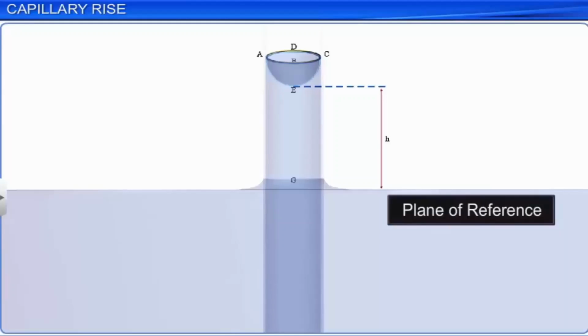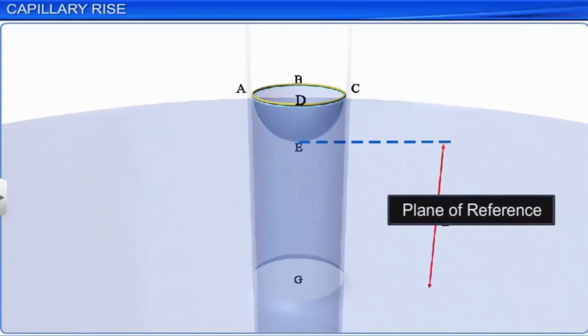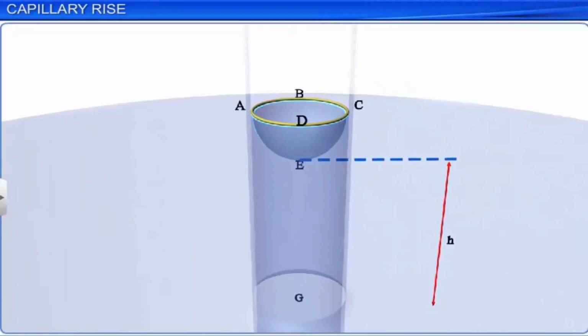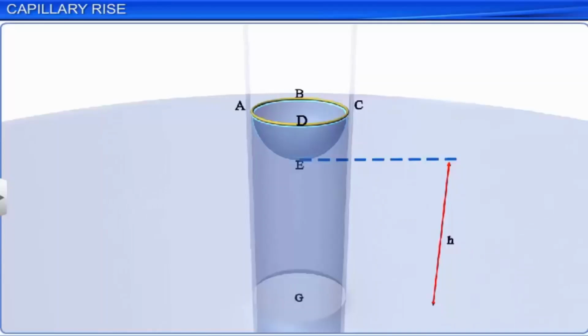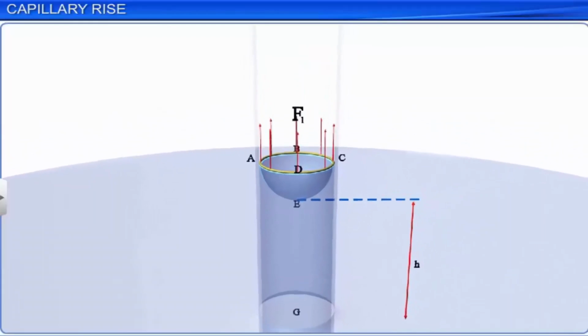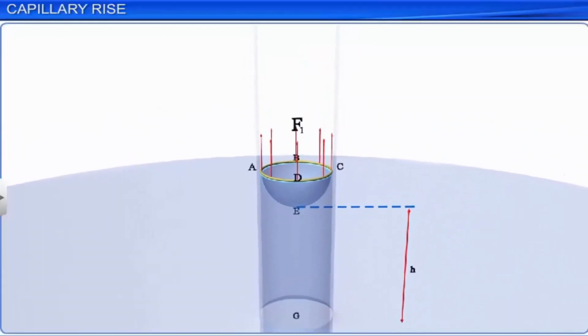Consider the liquid column in the capillary tube to be in equilibrium. Then, the forces acting on the liquid column are the force by the surface of the tube on the surface ABCDE of the liquid. Let this be F1. The force due to the pressure of the air above the surface ABCDE. Let this be F2.